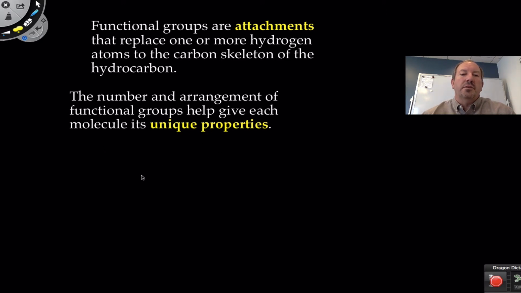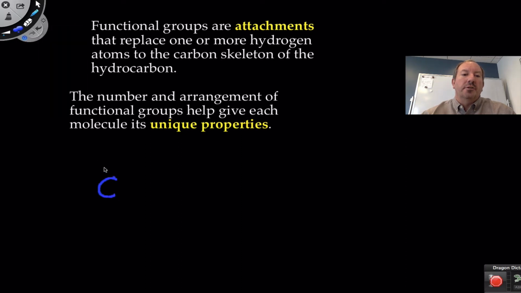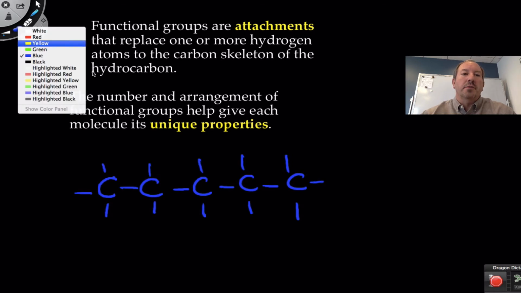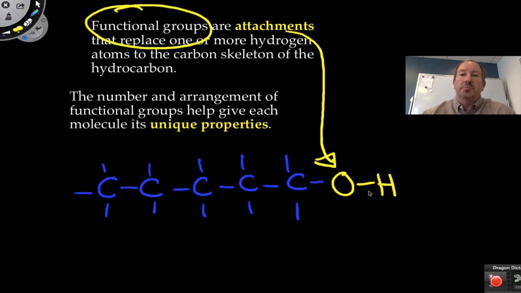One of the things I want to say about that is, if I said the hydrocarbon was going on like this, a fairly long hydrocarbon, and then I decided to include a functional group, I'll stay with that hydroxyl functional group. If I did this, this is what we mean by the attachment. This is the functional group that I just put on right there, and that gives it its unique property.